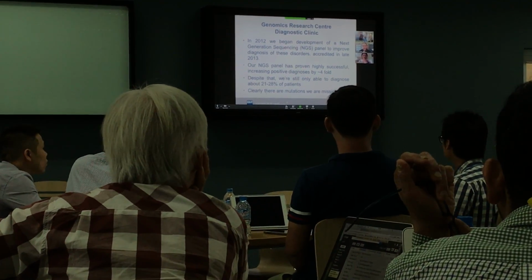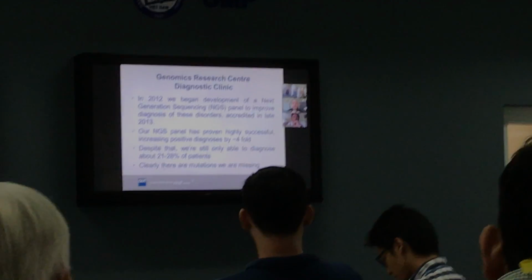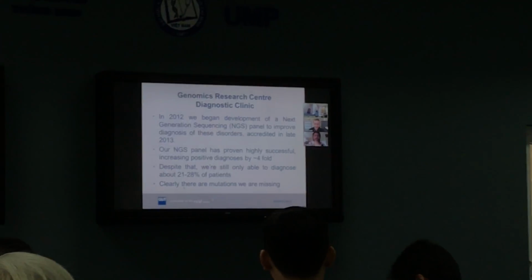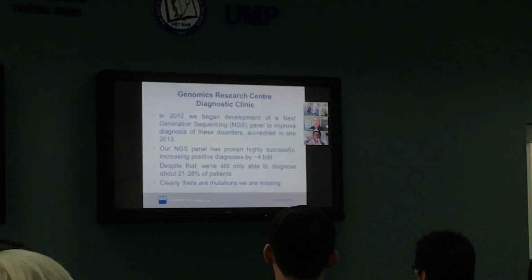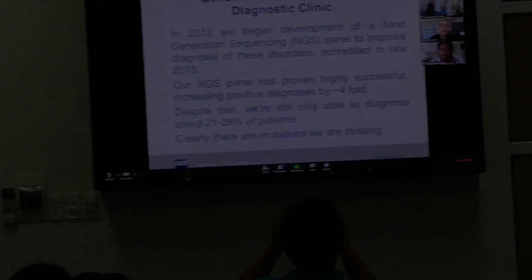So in 2012, we started our next generation work, and we did this by developing a next generation sequencing panel that just covered the genes in these disorders specifically. And that panel, which was 5 genes, was really successful. We ended up being able to diagnose 4 times as many patients as we were able to do before. Despite that, we're still only getting somewhere between 20 and 28% of patients, depending on disease. So there are clearly mutations in some of these individuals that we're missing. And so that's where we moved on to now this exome-based approach that we're taking up.